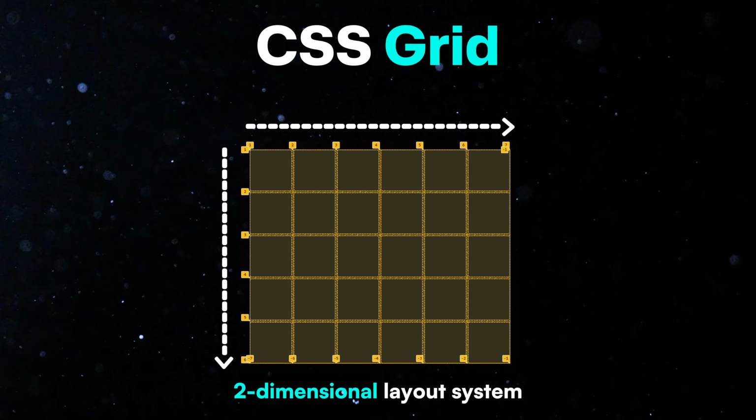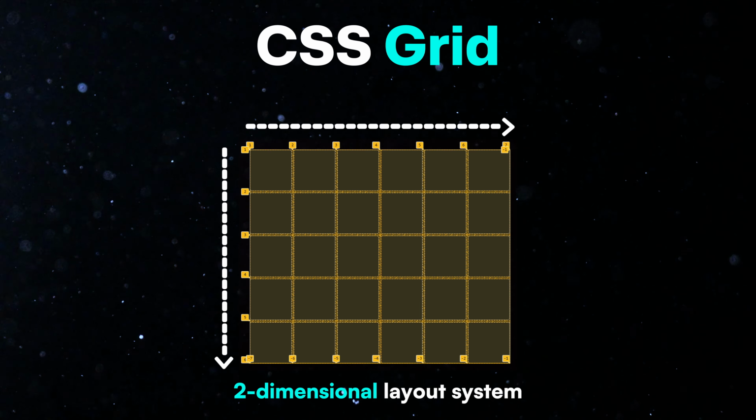Now, we can use the grid template rows property to define how many rows our grid should have. For example, if I set it to 200 pixels 4 times, we get a layout with 3 columns and 4 rows. However, using fixed pixel values isn't ideal for responsive design. Instead, we can use fractions.